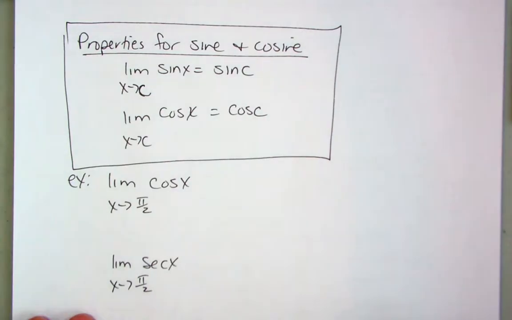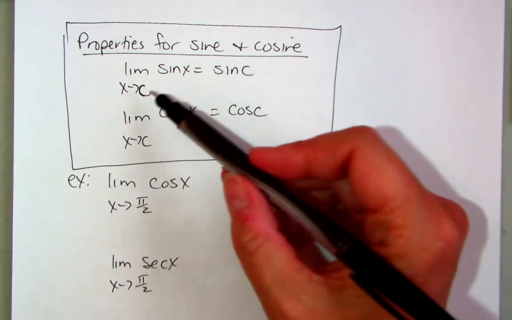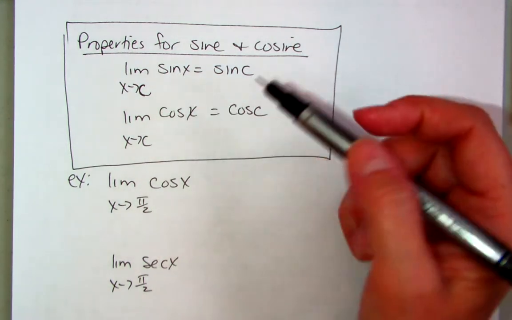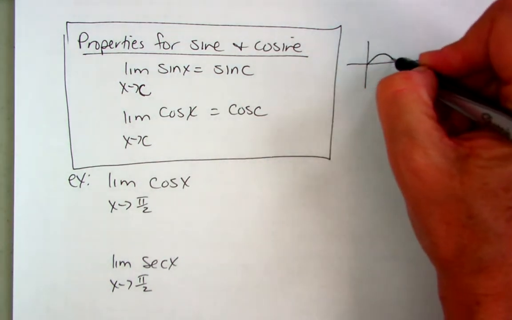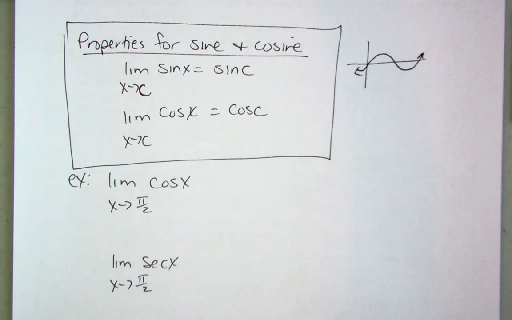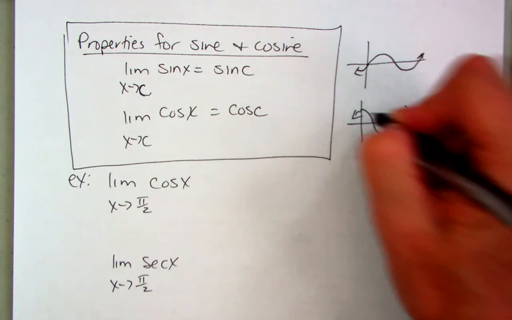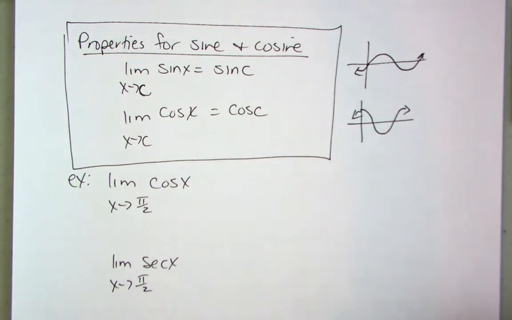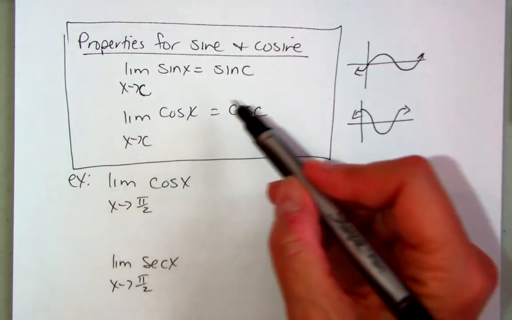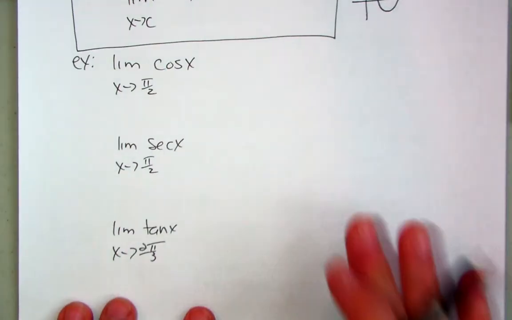The limit of sine of x as x approaches c, you just evaluate it. You just put in that value c, sine of c, whatever that answer is. Why? Because sine is a continuous function. There are no holes and there's no jumps. Same thing with cosine. It just continues. There are no holes and there are no jumps. So the limit of cosine of x as x approaches c, you just evaluate the cosine function at c. So let's try 3 examples and then we are done with this video.